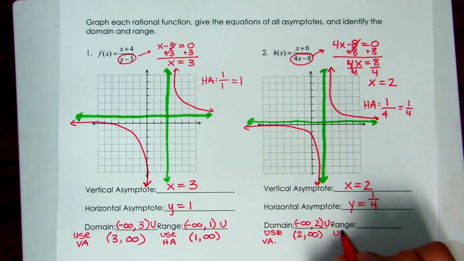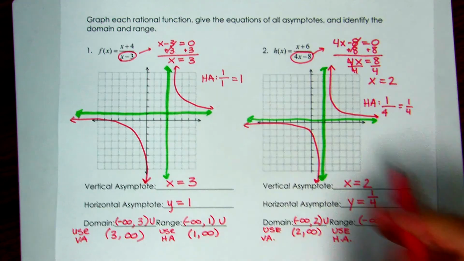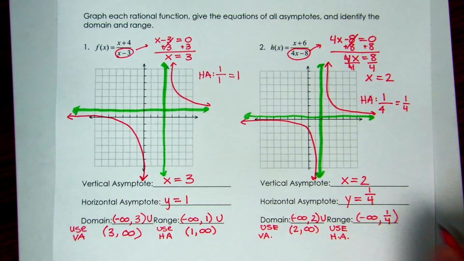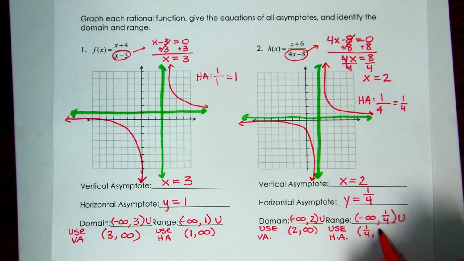For my range, I use my horizontal asymptote. So lowest, negative infinity, it goes all the way up to but doesn't touch positive 1/4. It gets a parentheses since it's not touching it, starts again at positive 1/4 not touching it, and continues to positive infinity.